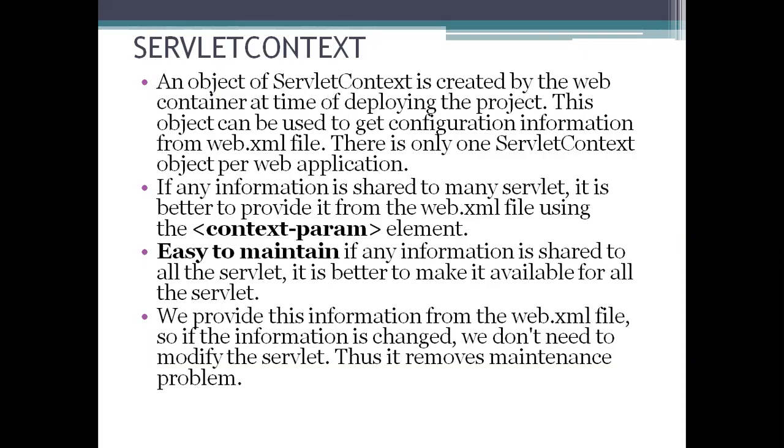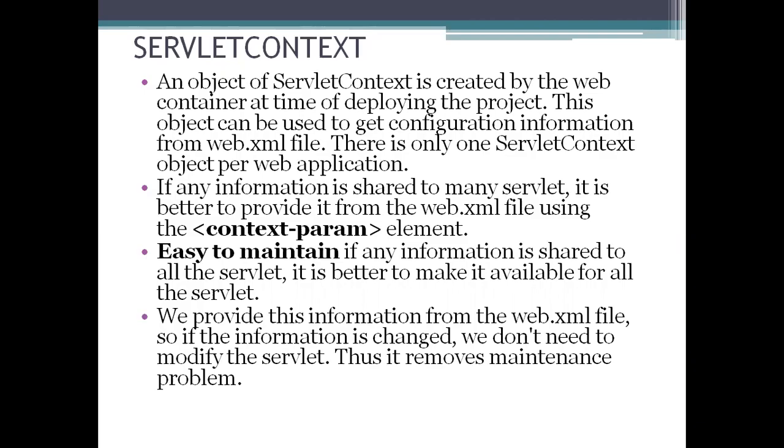If any information is shared to many servlets, then it is better to provide it from web.xml file using the context param element. And the advantage is that it is easy to maintain. If any information is shared to all the servlets, it is better to make it available for all the servlets, and we provide this information from web.xml file. So if the information is changed, we don't need to modify the servlet. Thus it removes the maintenance problem.